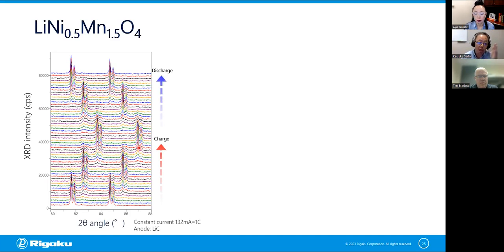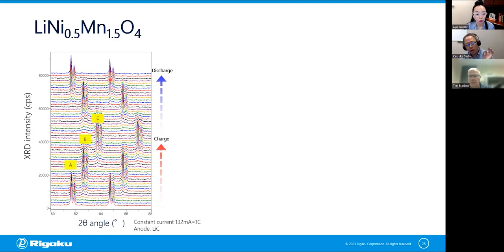And when we discharged this battery, the peak position returned to the original peak positions, right? The second peak position and the first peak position. So it looks like this reaction is reversible, because charging and discharging showed exactly the same manner in terms of the peak positions and the intensities.